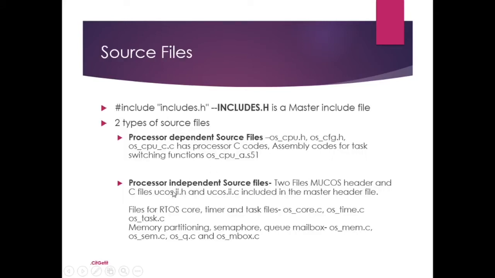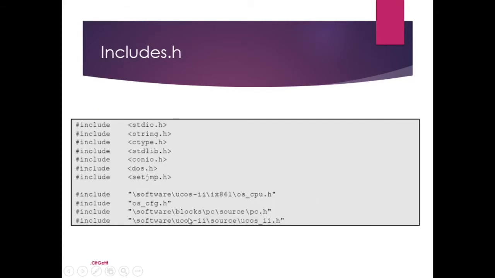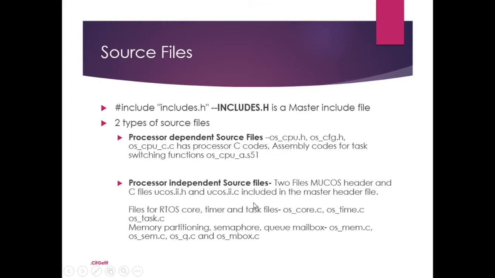Okay, the next section is processor independent source files. The processor independent source files consist of the files related to our RTOS. Mainly two files are related to our RTOS, which is MicroC/OS, and they are named ucos_ii.h, the header file, and ucos_ii.c. This will be included in our master header file itself. We can see here ucos_ii.h is included here. Okay, so that too will be there.